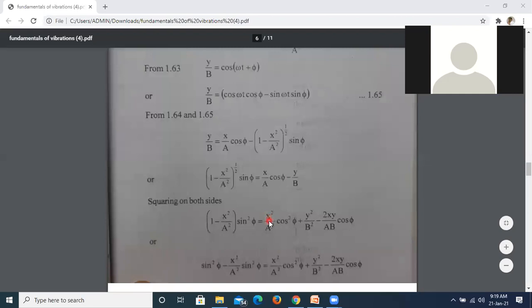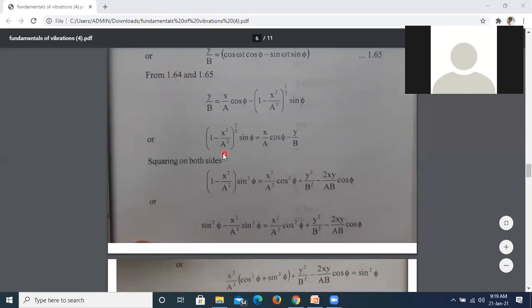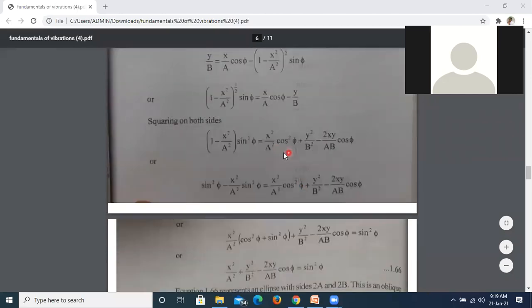So squaring both sides, on the left side you will get (1 minus x square by a square) whole square, that is 1 minus x square by a square times sin square phi, equal to the right side, where you will get the form (a minus b) whole square. So the expansion is a square plus b square minus 2ab.